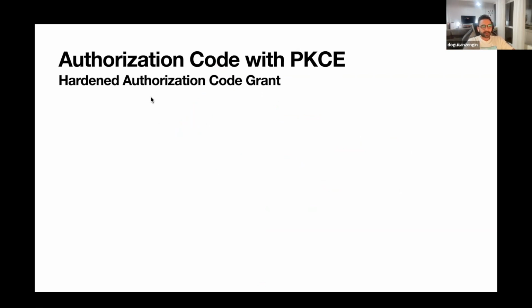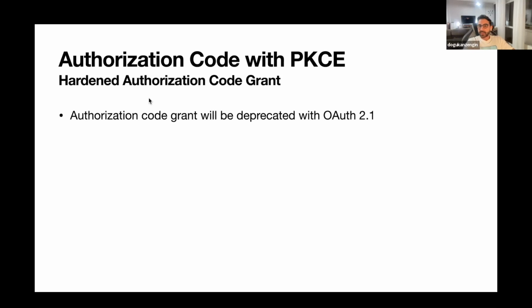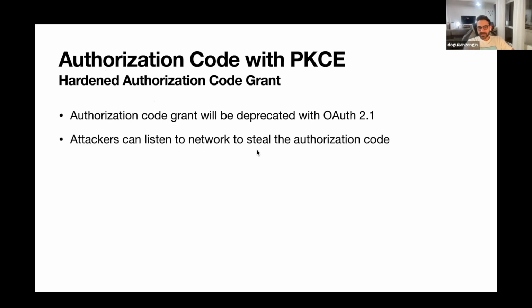And OAuth 2.1 will be introduced soon, which will make OAuth 2.0 obsolete, and the authorization code grant will be deprecated. So you should focus on authorization code with PKCE if you want to implement security on your side. And as I mentioned, attackers can listen to the network and steal it and ask for an access token. PKCE stands for proof key for code exchange. I will get into it a bit with another diagram.